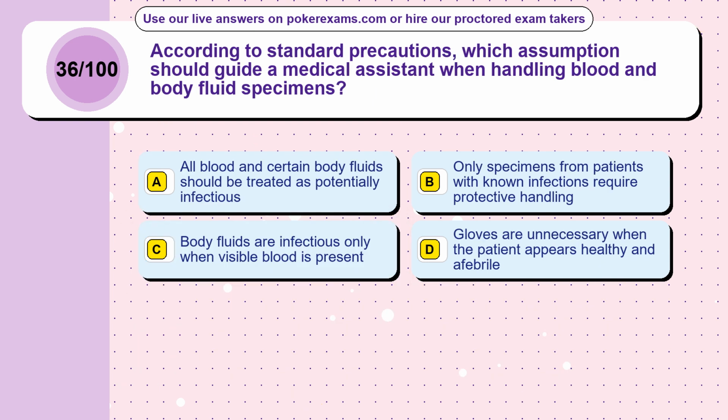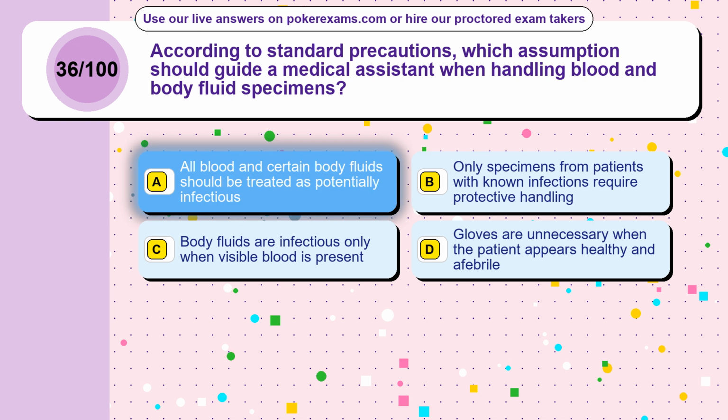Question 36. According to standard precautions, which assumption should guide a medical assistant when handling blood and body fluid specimens? Option A. All blood and certain body fluids should be treated as potentially infectious. Option B. Only specimens from patients with known infections require protective handling. Option C. Body fluids are infectious only when visible blood is present. Option D. Gloves are unnecessary when the patient appears healthy and afebrile.